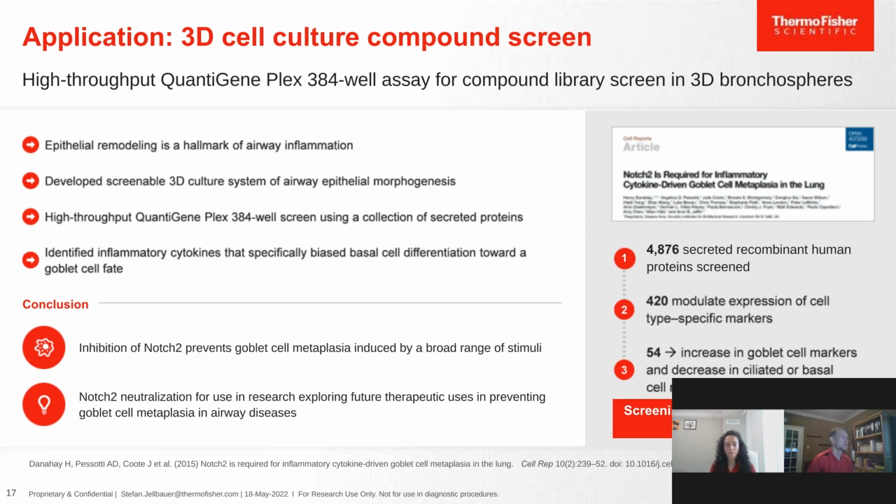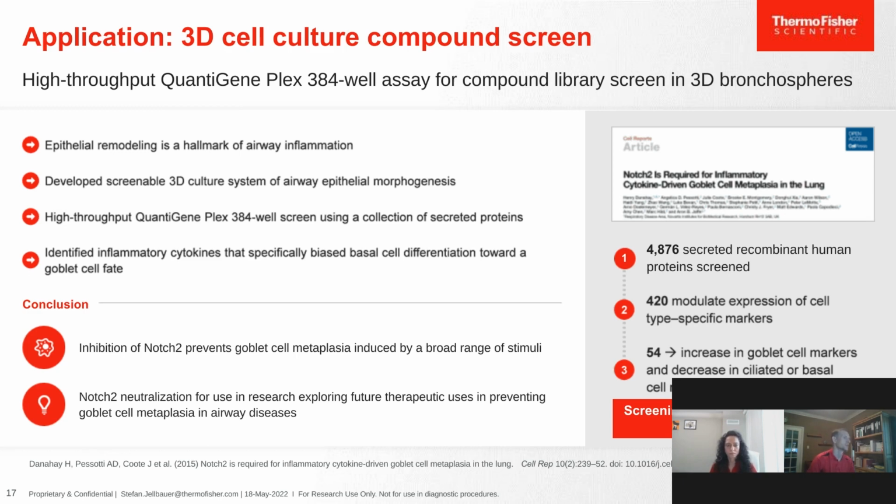So in this first example that's on the screen right now, Danahay and colleagues studied cytokine-driven goblet cell metaplasia in the lung, which, by the way, is a hallmark of chronic lung disease and lacks a curative treatment to date. Using the high-throughput QuantiGene Plex 384-well assay for compound library screen in 3D bronchospheres, they were able to screen almost 5,000 compounds and found that Notch2 is required for this goblet cell metaplasia in the lung.